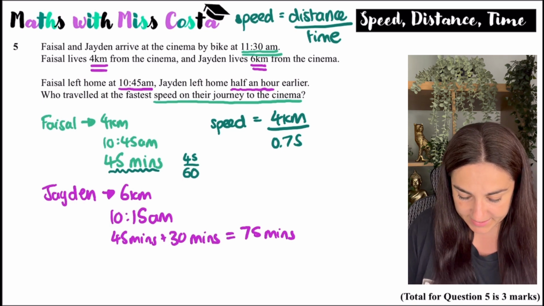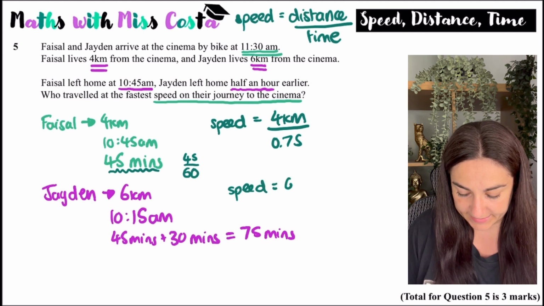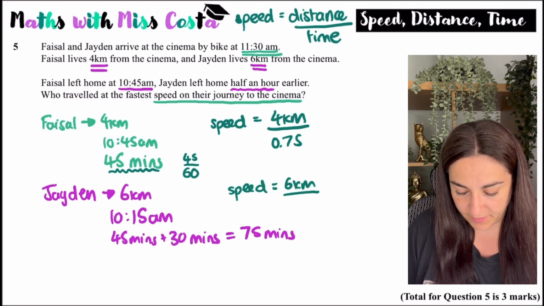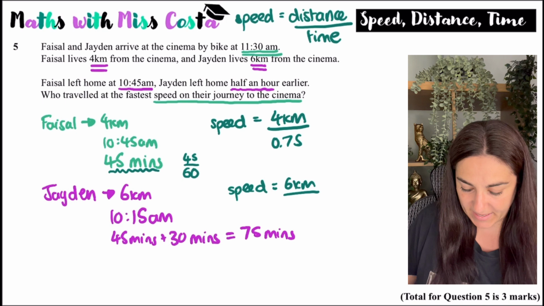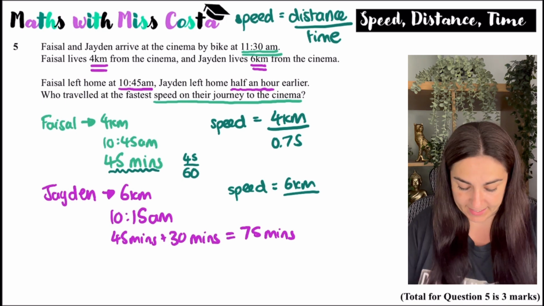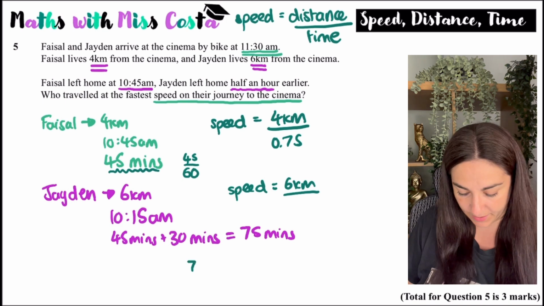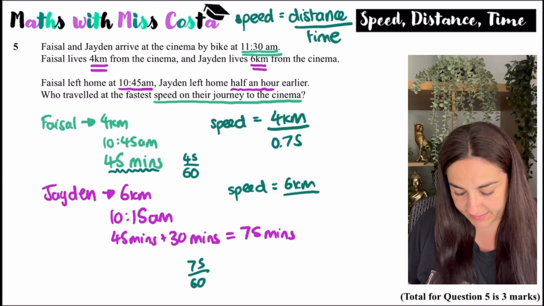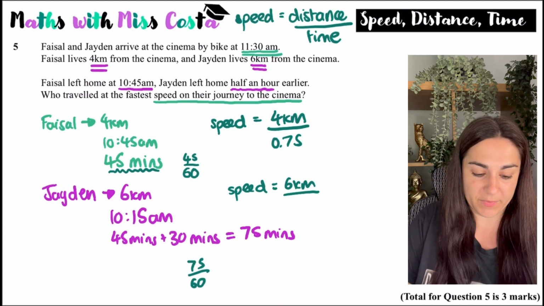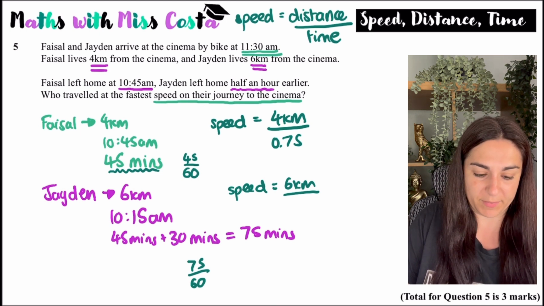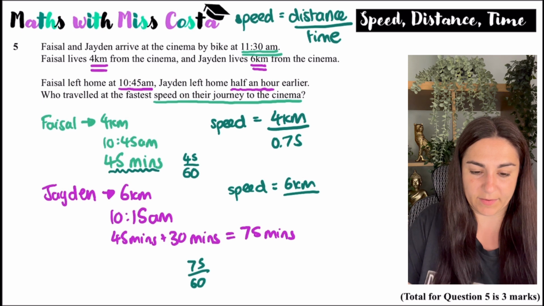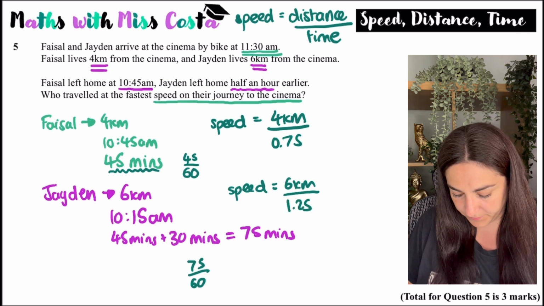And then Jaden, we do the same thing. Speed is distance divided by time, and 75 minutes, once again, to turn it into an hour, we do 75 over 60, because there's 60 minutes in an hour. So 75 divided by 60 is 1.25.